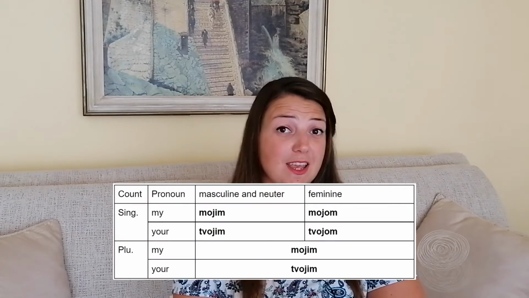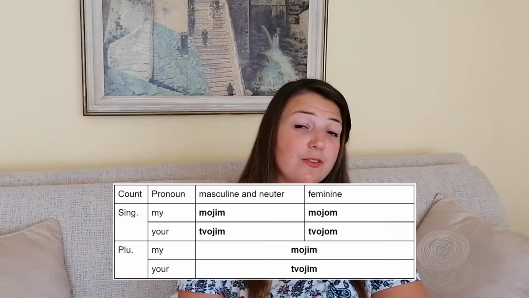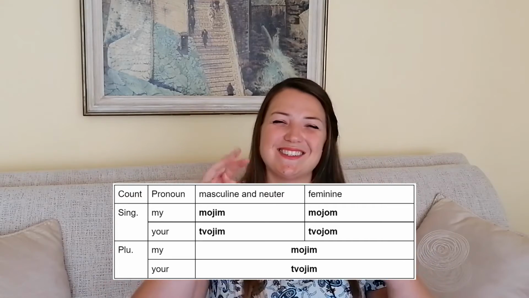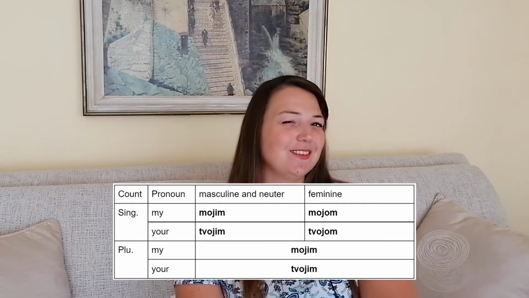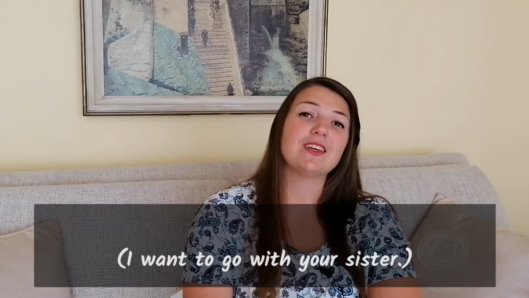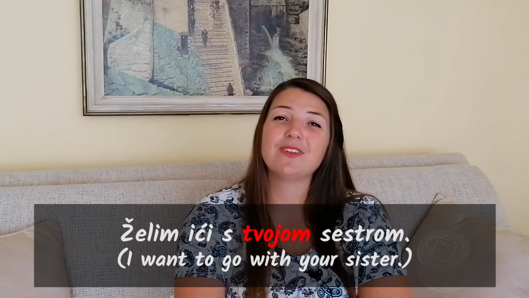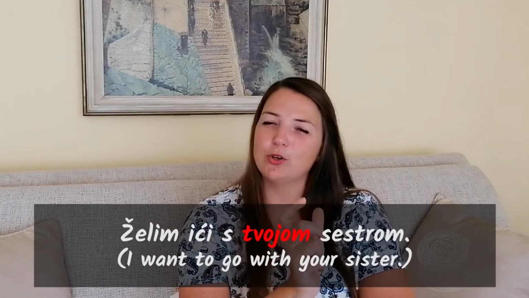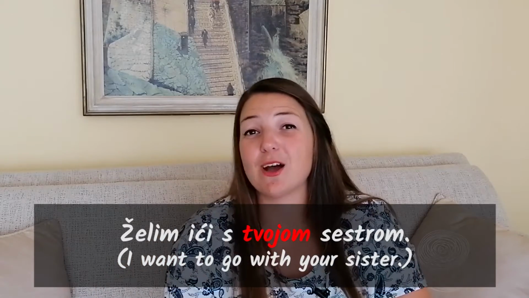So the form for the instrumental case is as follows. Masculine and neuter is the same, mojim, tvojim, and the feminine is mojom or tvojom. And again, the plural is the same for all three genders. Mojim and tvojim, which is the same as the singular for masculine and neuter. So instrumental is actually quite easy. If you remember, the instrumental case is the case for companionship. So you want to say, I want to go with your sister. Želim ići s tvojom sestrom.